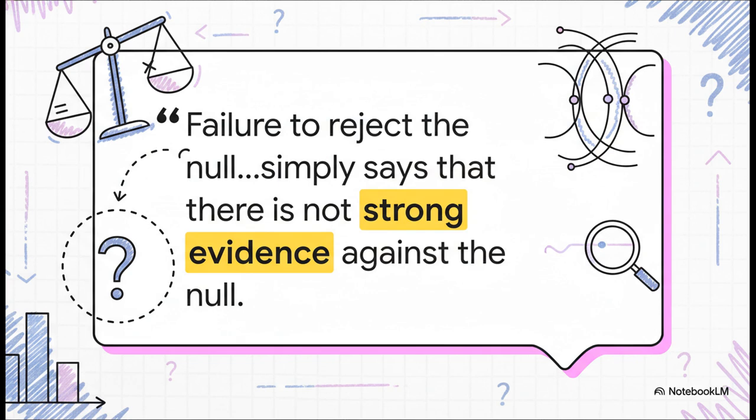This quote right here says it all. Read it again. We did not prove that the null hypothesis is true. All we did was show that we don't have strong evidence against it. This is such a critical distinction to make. We haven't proven the methods are the same. We've only failed to prove they are different.